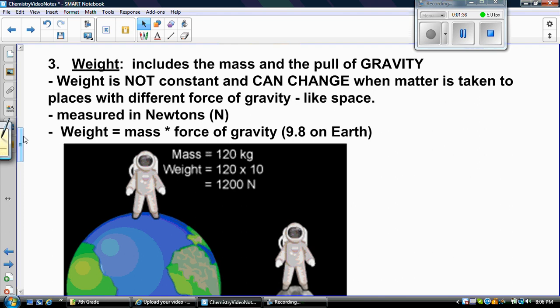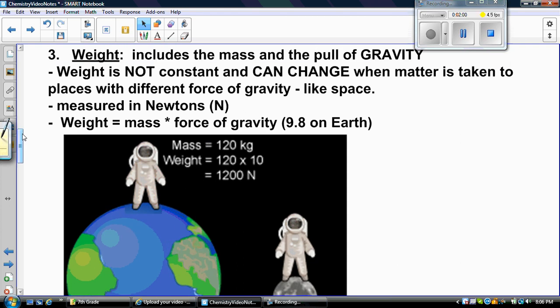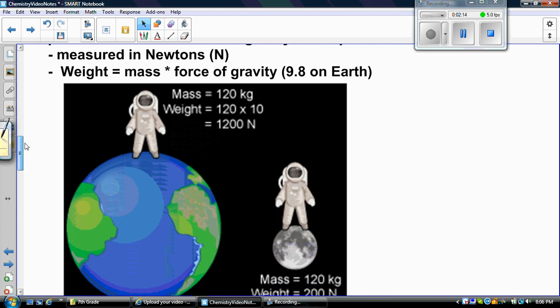Now weight is different. Weight is actually a force. It includes mass and the pull of gravity. Weight is not constant and can change when matter is taken to places with different forces of gravity, like space. Weight, since it's considered a force, is measured in newtons. The formula for weight is equal to mass times the force of gravity. Now here on Earth, the force or acceleration due to gravity is 9.8. And so whenever we want to find our weight here on Earth, we take our mass and multiply it by 9.8. So let's take a look at this example.